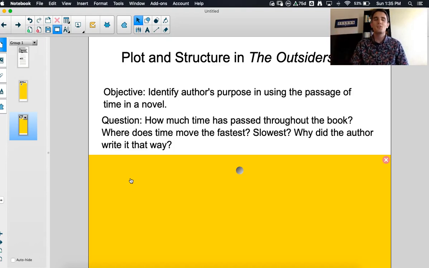Hey everybody. So this is going to be a little video lecture over plot and structure, and like always I'm going to be using The Outsiders as my mentor text.